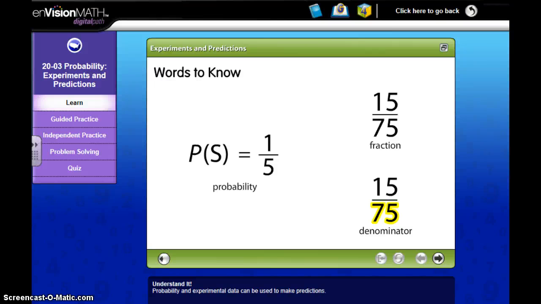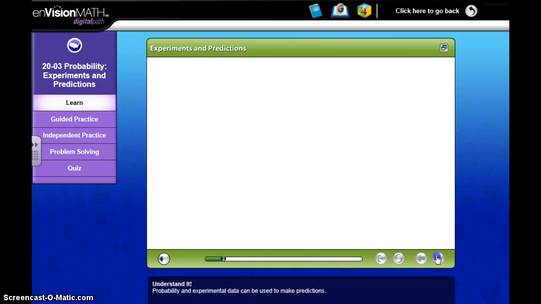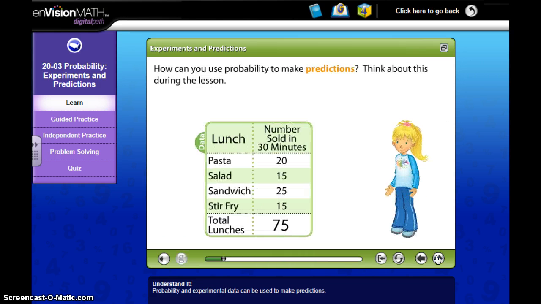Today's very short lesson is just really an extension of yesterday. How can we use probability to make predictions? So we have some data here. Here's our data. They sold 75 lunches. I don't know if it was at a restaurant or a cafeteria, and they sold them in 30 minutes.